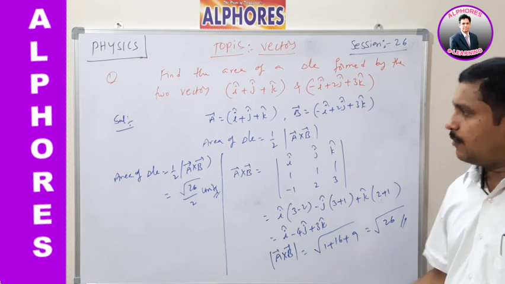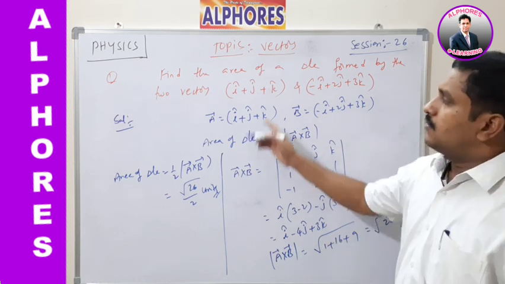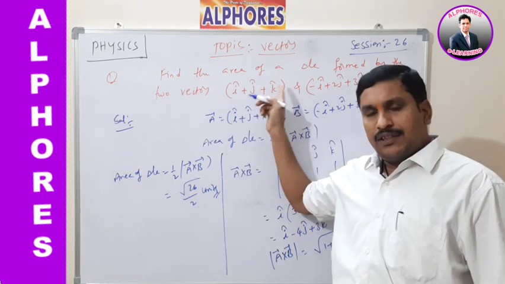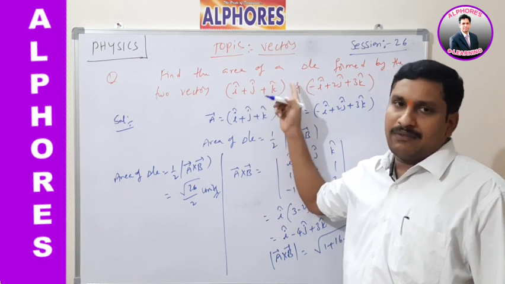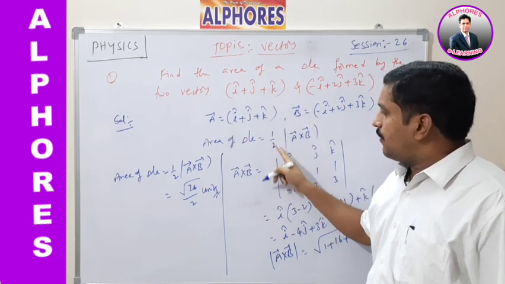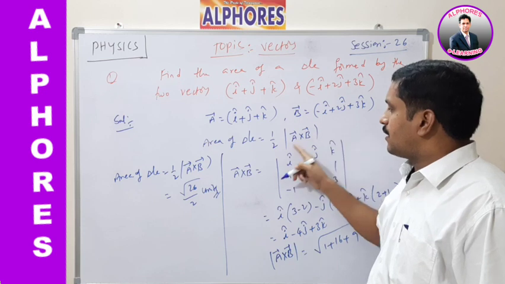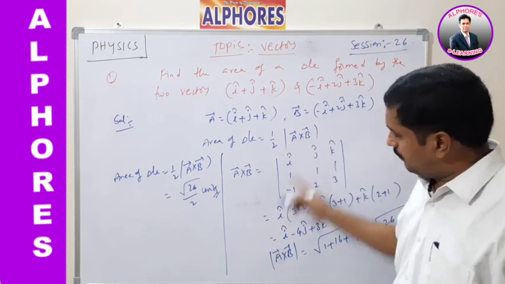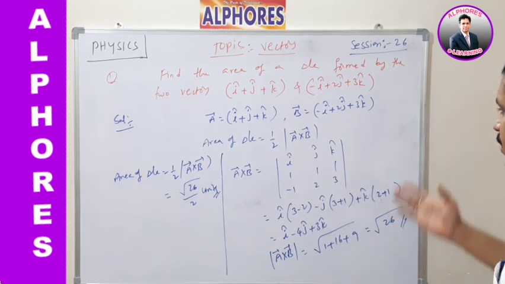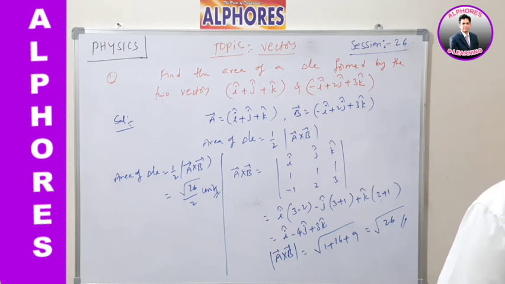Please write this down. If any two vectors are given, these two vectors are the adjacent sides of a triangle, then the area of the triangle is half of the magnitude of a bar cross b bar, the magnitude of the cross product of these two vectors. Okay, so this is one kind of problem based on the cross product.